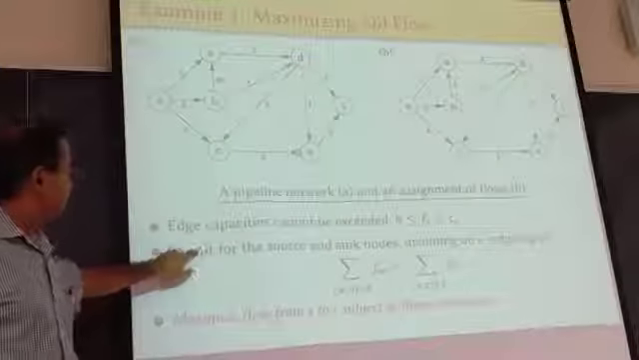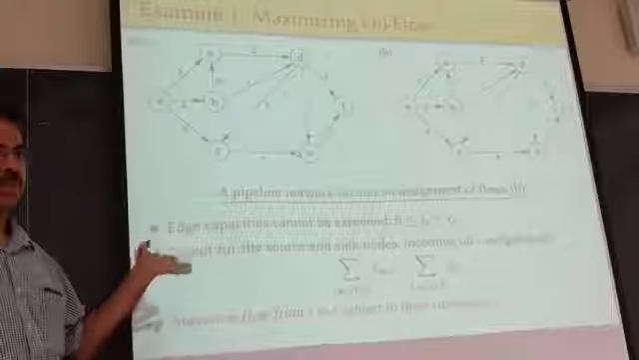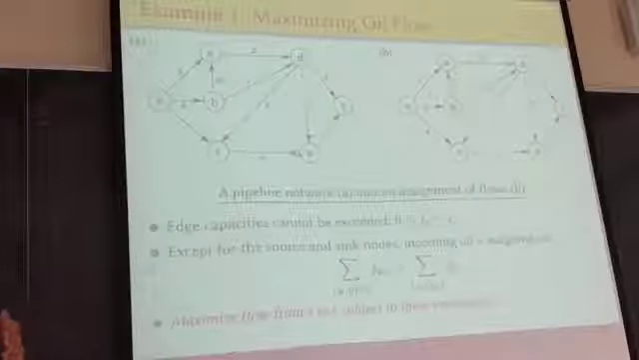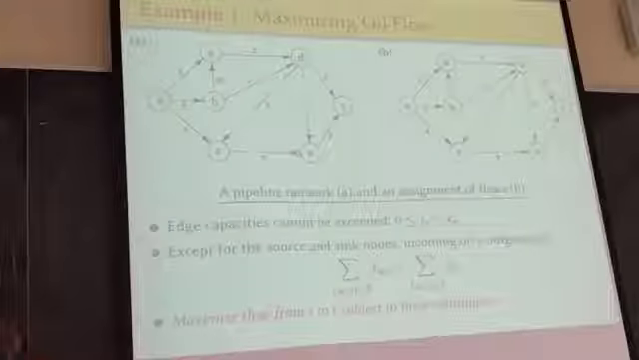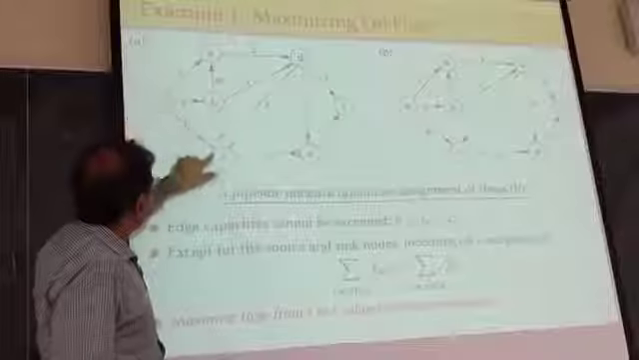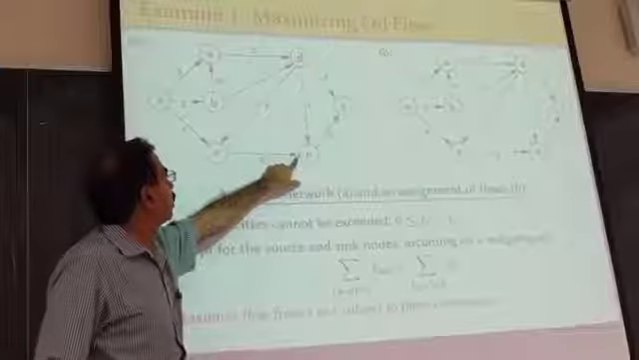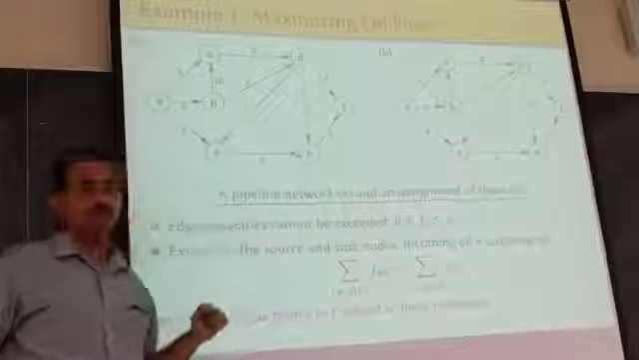So except for source and sink nodes, whatever comes in should flow out, right? Because otherwise you have material piling up in one node, and you don't have a place to store anything. So whatever comes into this node C has to flow out through here. It can come in through these two places, and it has to all flow through that.